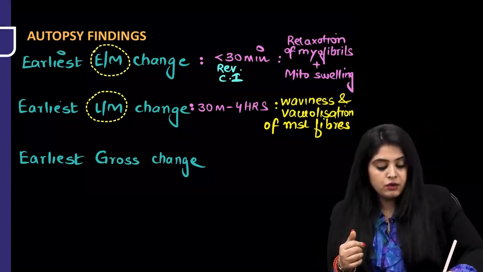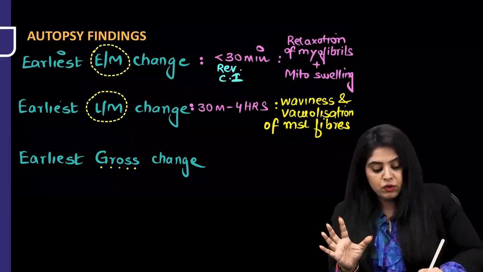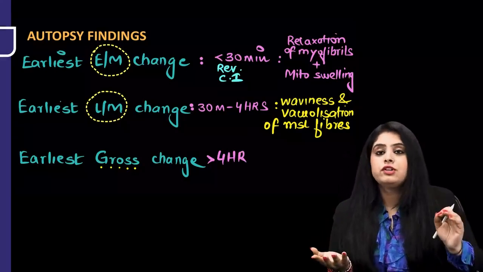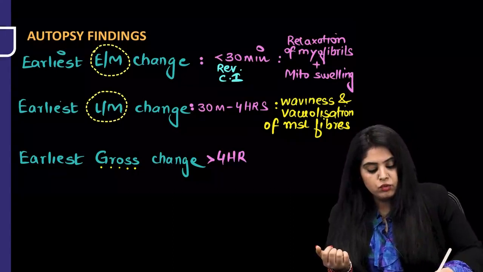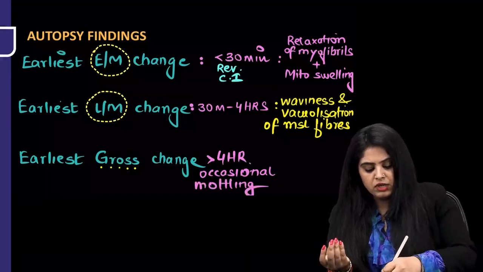So remember, gross has 1, 2, 3, 4, 5 alphabets, na? Means gross change will be seen after 4. After 4 is 5, hai na? So gross change is seen after 4 hours. And that change after 4 hours is known as occasional, just a little bit of color change is seen. Occasional mottling is noted.